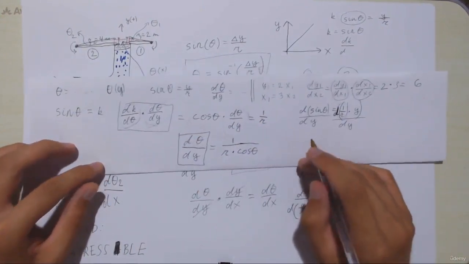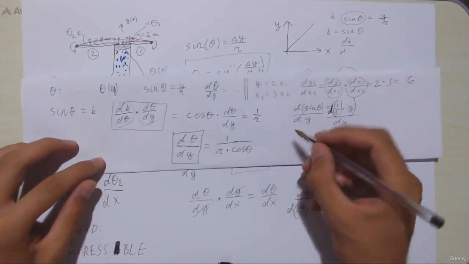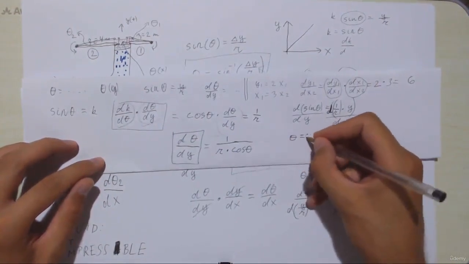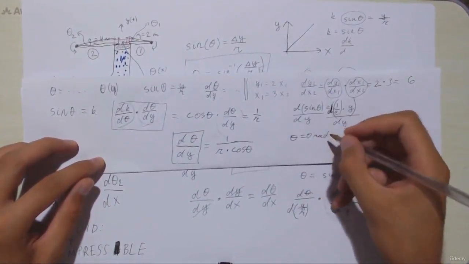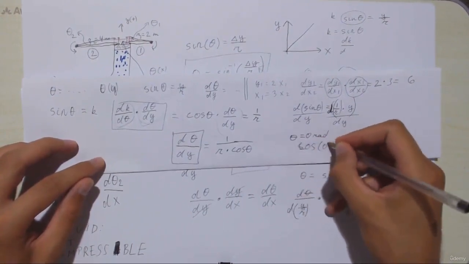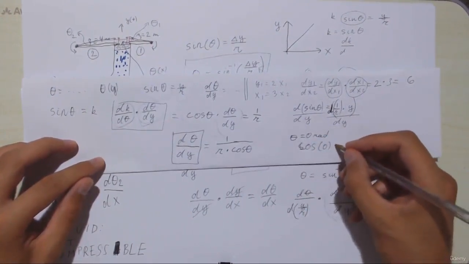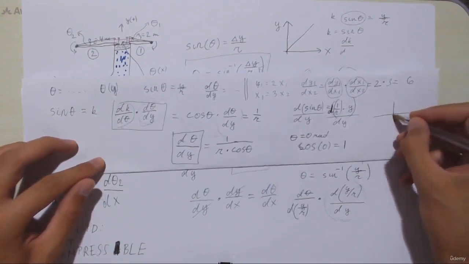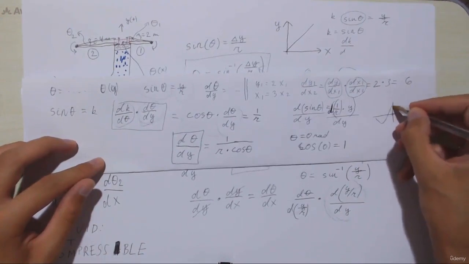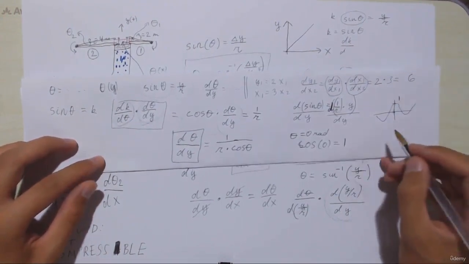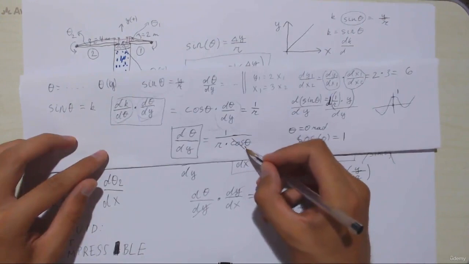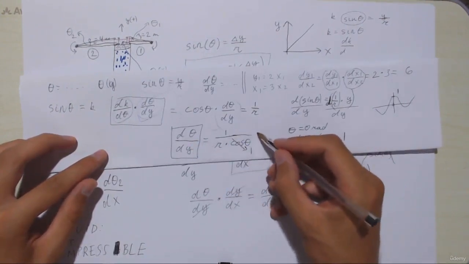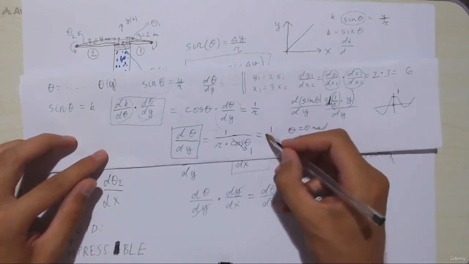Now, in our example, theta in the beginning was 0, right? For both beams, 0 radians. And cosine 0 is 1, right? Remember from the cosine function, when theta equals 0, then you had 1, which means this becomes 1, which means d theta over dy is 1 over r.